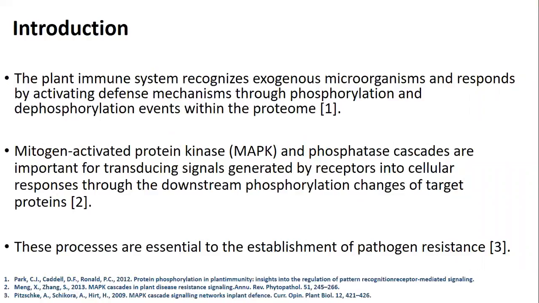The plant immune system recognizes exogenous microorganisms and responds by activating defense mechanisms through phosphorylation and dephosphorylation events within the proteome. Mitogen-activated protein kinase and phosphatase cascades are important for transducing signals generated by receptors into cellular responses through the downstream phosphorylation changes of target proteins. These processes are essential to the establishment of pathogen resistance.